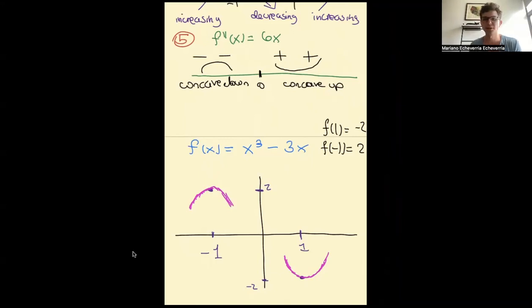Yeah, there's usually a problem where you're asked to graph it. It's one of the key things of calculus, to graph a function.